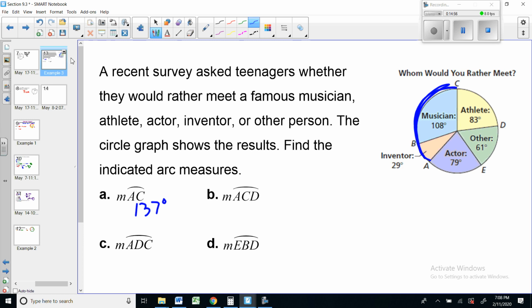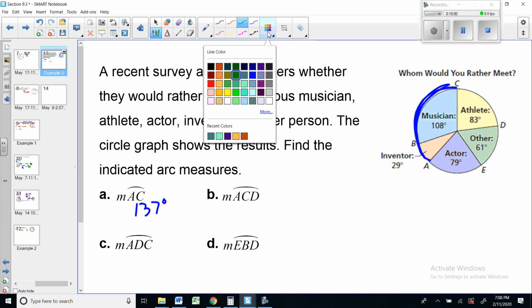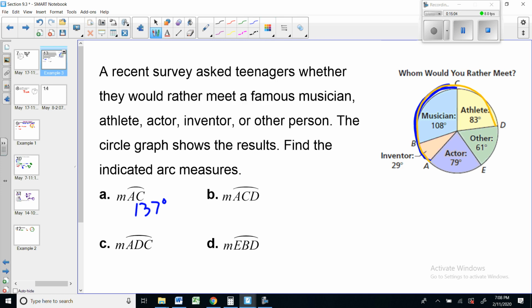What about the measure of arc ACD? I start at A, I'm going to crank around through C and back over to D. Well, I've got 137 degrees already for AC. Now I need to add those 83 degrees onto that as well. And if I do that, that comes out to be what? Okay, 220 degrees.